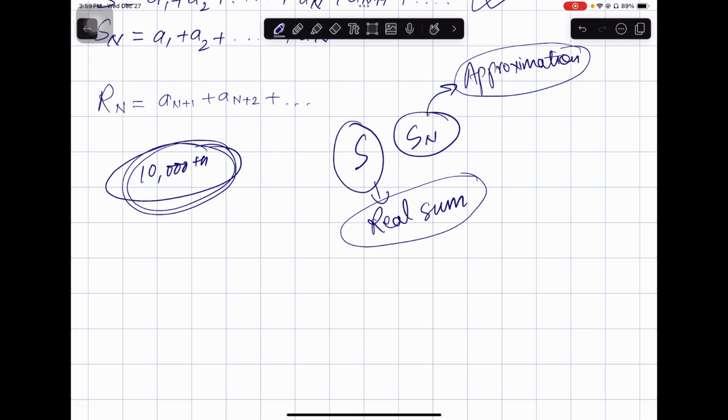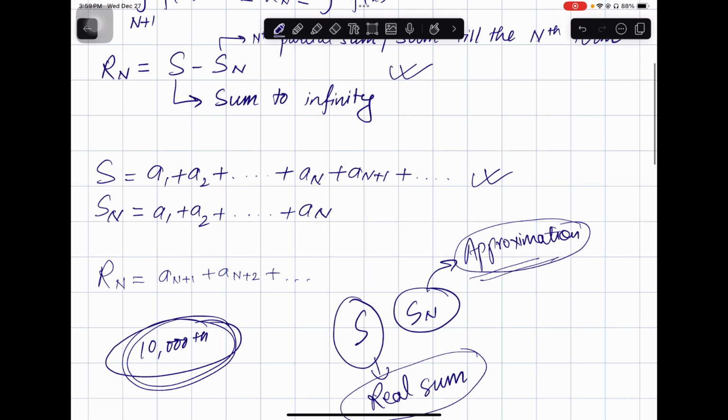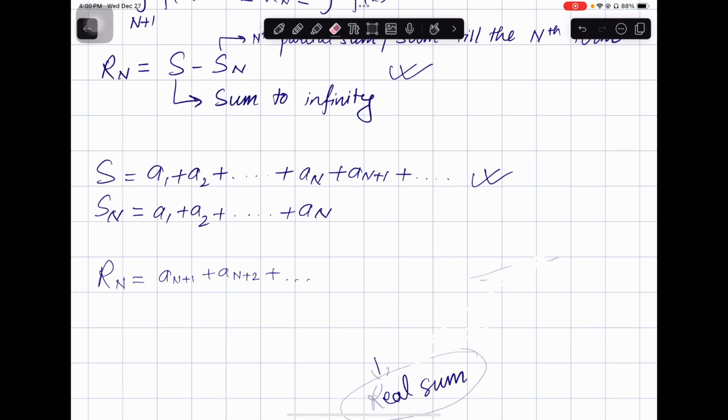And the difference between the real sum and the approximation is the error. That's what we've learned throughout our math classes, physics classes, and whatnot, right? So in this case, it's the remainder, the difference between S and Sn. That's why it's also known as the error. So this is the introduction.